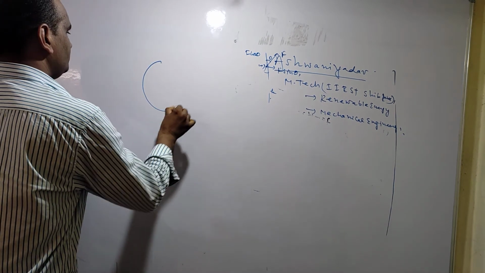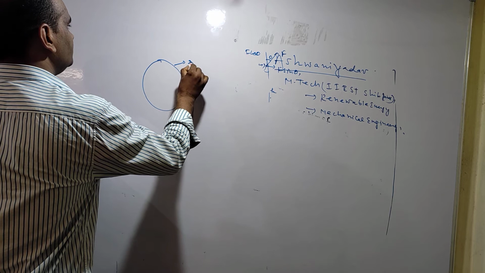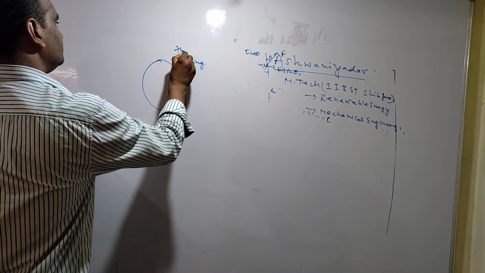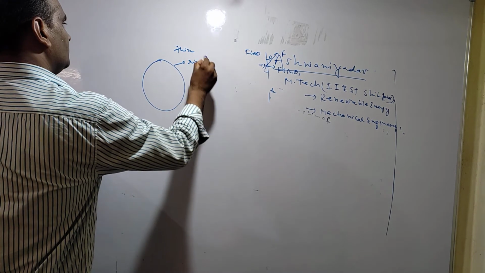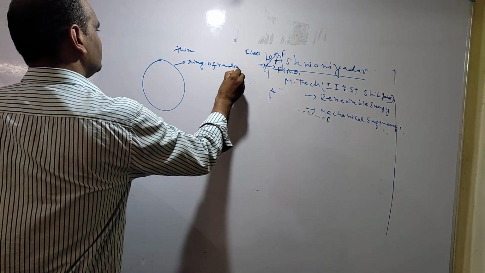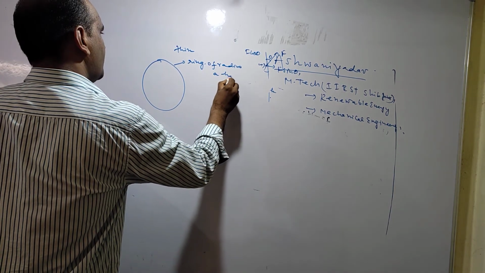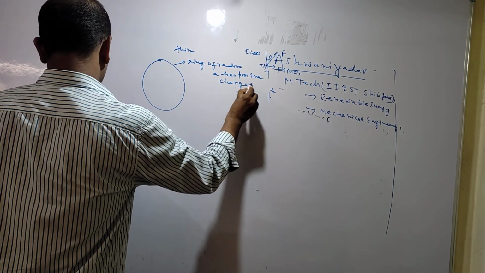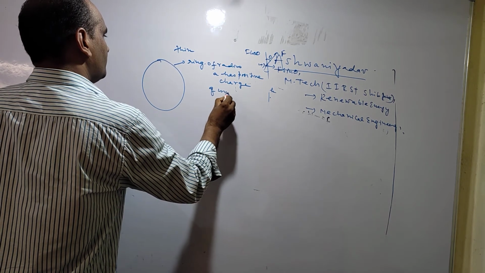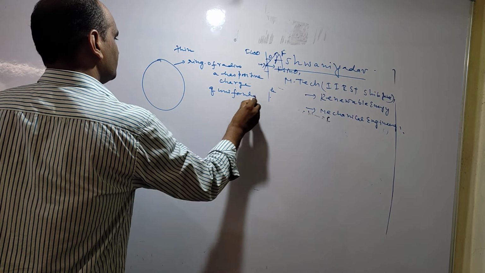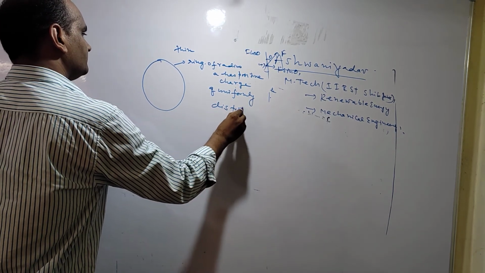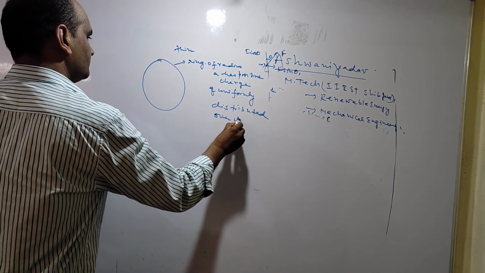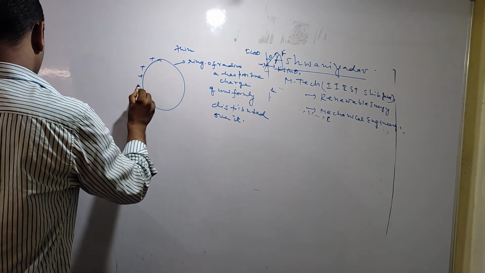We have this ring. Suppose this is a thin ring of radius a, and it has positive charge Q uniformly distributed over it. Okay, Q charge is uniformly distributed over it.